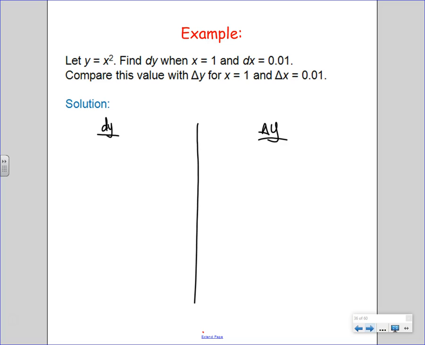Because we haven't really reviewed how to do delta y. Although, isn't that just f of x2 minus f of x? So then this is really easy, right? Yeah, you add it.